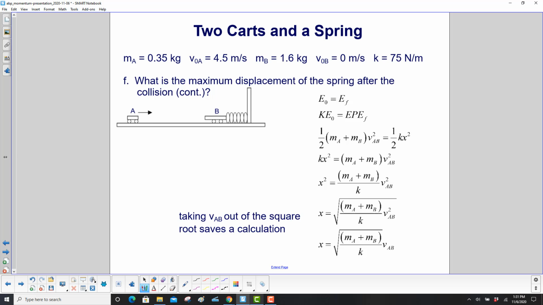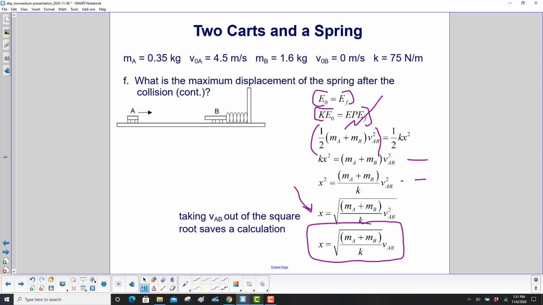Now we go to conservation of energy. E initial is E final. All we have is kinetic energy in the beginning, and all we have is elastic potential energy at the end. We put in our kinetic energy formula, being sure to include both masses because they're stuck together, equals 1/2 k x squared. x is what we're trying to find, the maximum displacement. So we switch sides, multiply both sides by 2, divide through by k, and then take the square root. And since we have v_AB squared inside the square root, we're going to take it outside. The square root of v squared is just v, so that'll save us a calculation. We won't have to square it and then wind up taking the square root anyway. So here's our algebraic expression, which again, that's what you solve first before you put any other numbers into the problem.